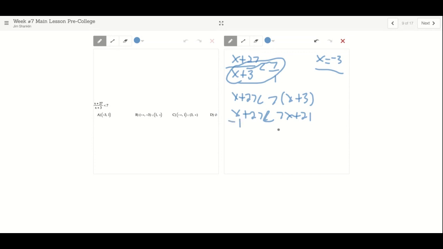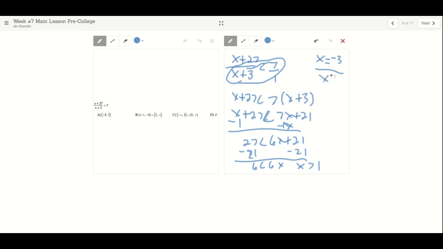I'm going to subtract an x from both sides. So I end up with 27 is less than 6x plus 21. I'm going to subtract 21 from both sides. And I end up with what? That's just 6 is less than 6x. So x is greater than 1. So now I have two values that I have to check out.